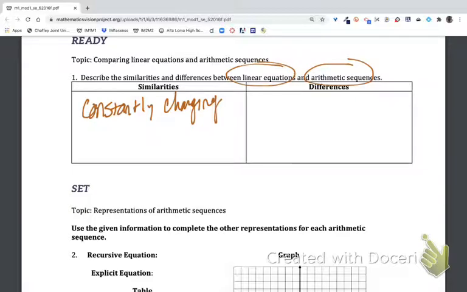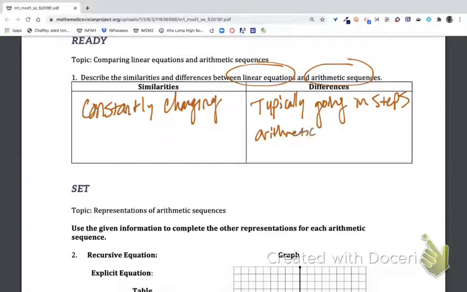One of the differences would be that an arithmetic sequence is typically going in steps. So step 1, step 2, step 3, or figure 1, figure 2, figure 3. Whereas a linear equation, I can plug in 5.2 and get something out in return. On the contrary, you can't take step 5.2.